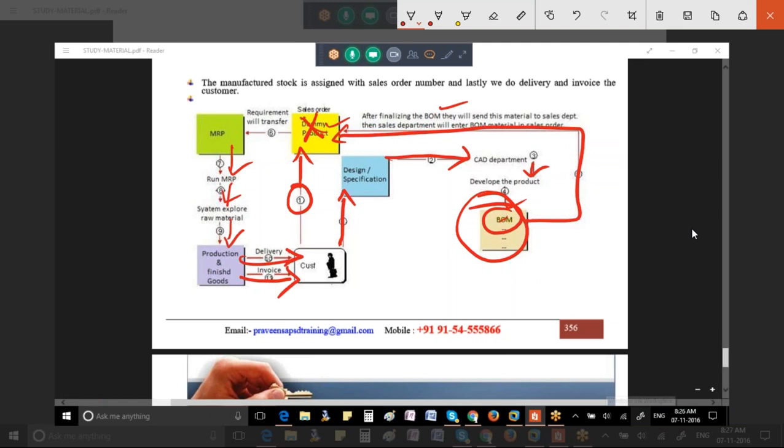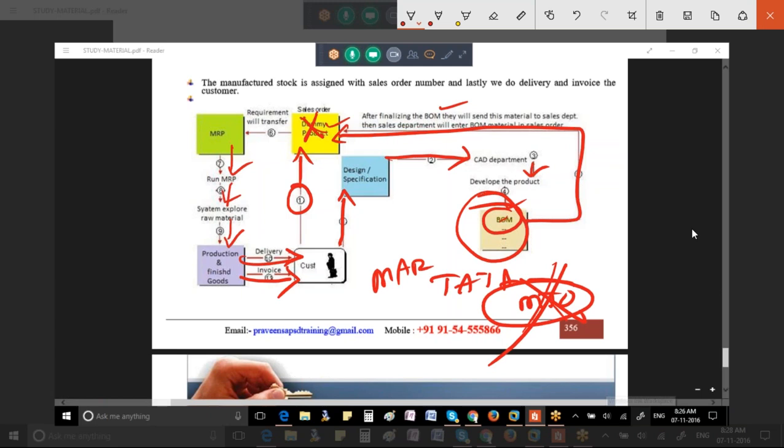Okay. Be very specific and very cautious when you are mentioning make to order in your resume for any project. Why? Because if you mention your client as Maruti or Tata and you put make to order, it is absolutely wrong, right? Tata and Maruti don't have a make to order process. They are only make to stock. So be very cautious when you mention make to order.